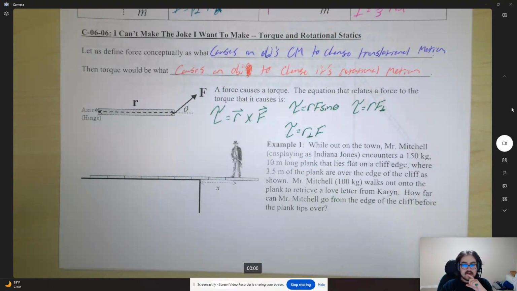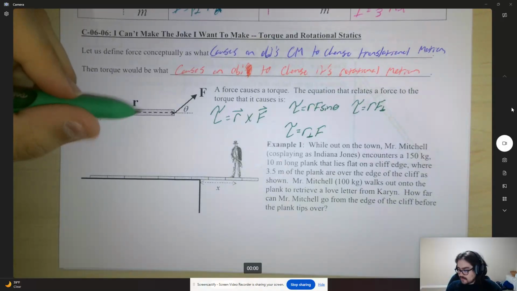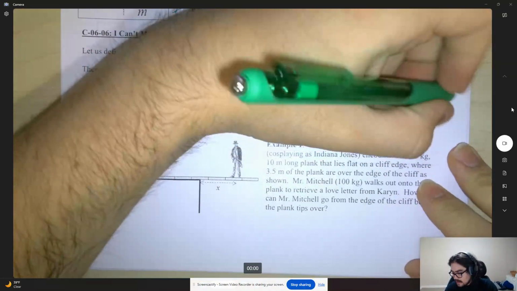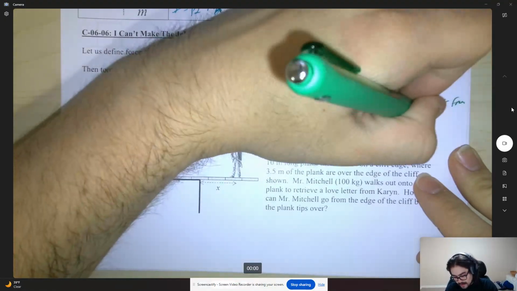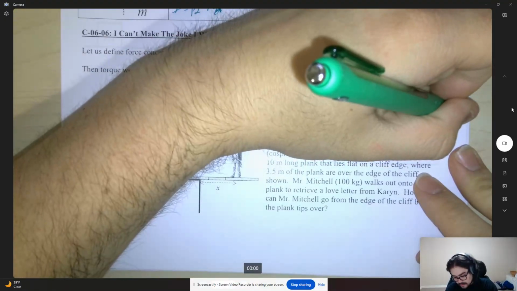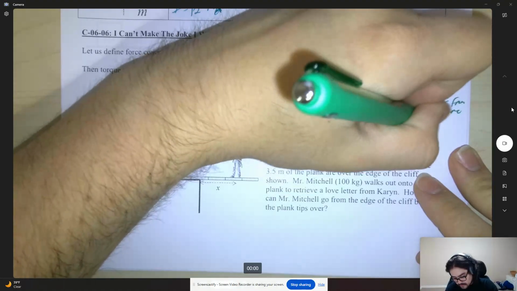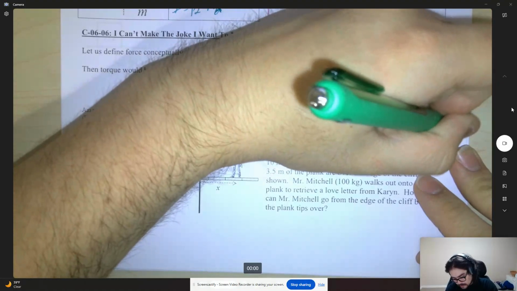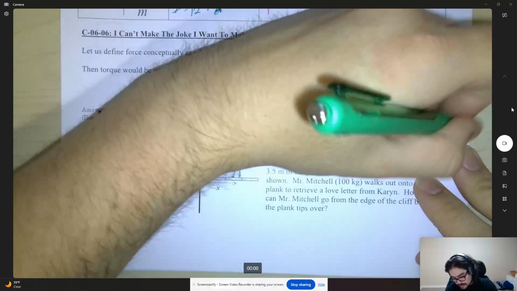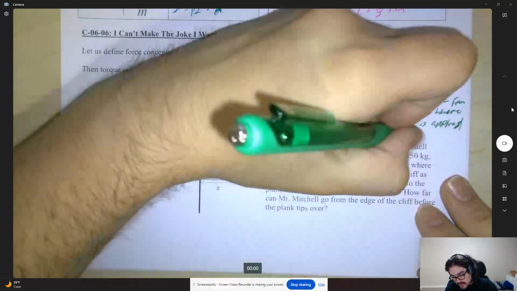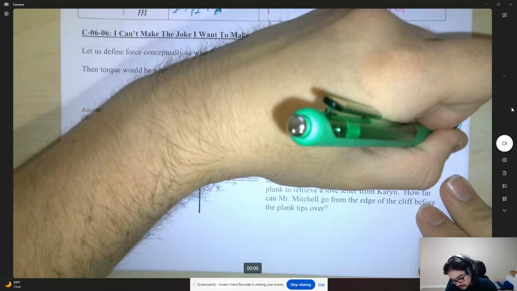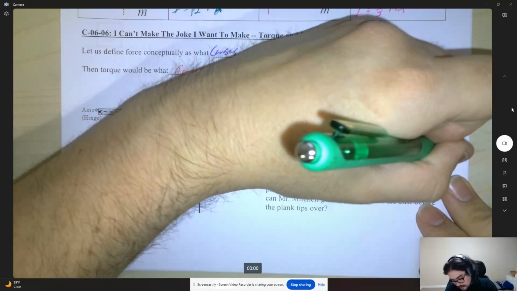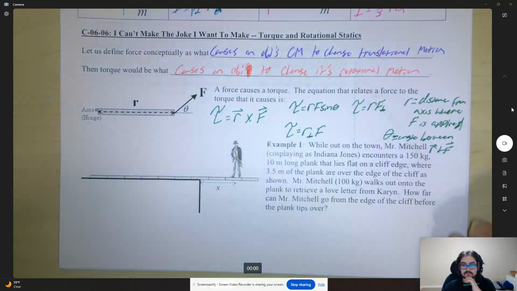R is the distance from the axis where force is applied. I'm just going to call force applied F for shorthand, and then theta is the angle between R and F. So you see all that stuff there.